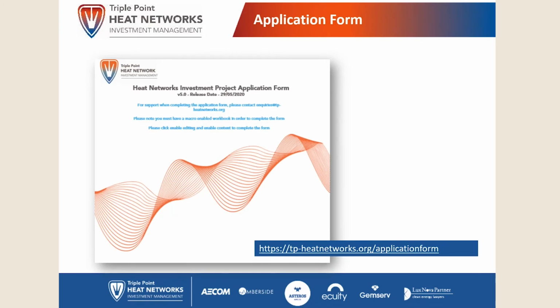The application form, again, can be downloaded directly from our website, tbheatnetworks.org. We do occasionally update the application form. You can see the version on screen here is version 5. Please do make sure that you download the version from the website. If you do happen to be working off an old version, that's okay, but please do let us know because we're able to transfer your data over to the correct one. We know where the changes have been made, so we don't want you to have to duplicate any work if we do update the form. But please do bear that in mind.